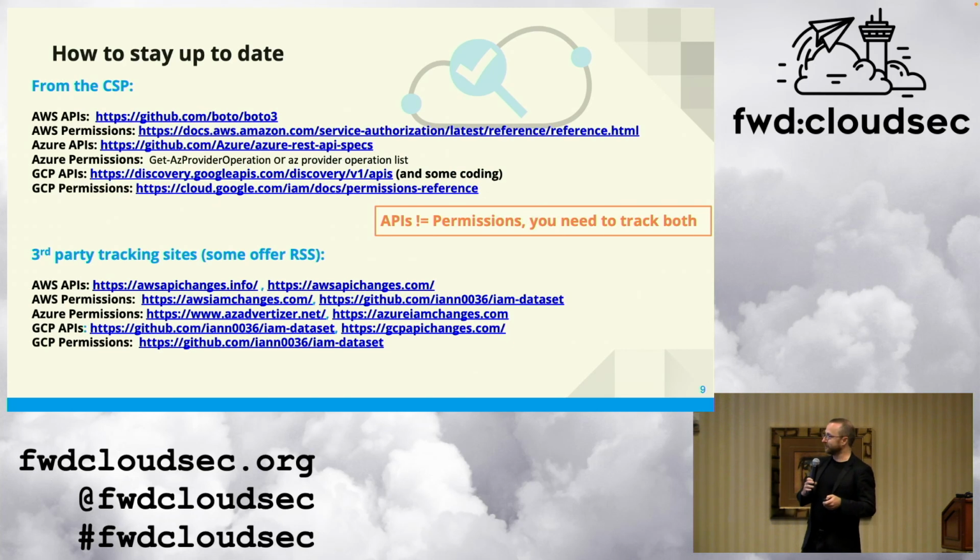Ways of staying up to date, you've got the CSP. They'll provide Boto3, permission lists, etc. You need to monitor both. An API does not equal permission. Not all APIs are published, as we saw yesterday as well. There are also third-party websites here. Some of these have RSS feeds, some of these have GitHub. These are all worthwhile things to track if you want to keep across exactly how the cloud provider is changing things.